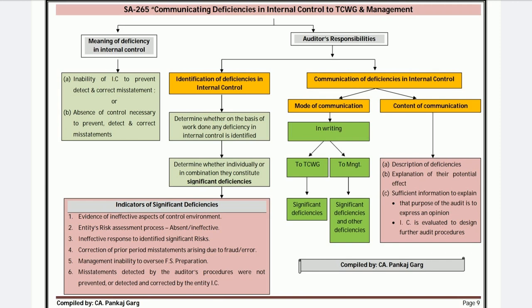Okay, so this was a very simple essay. 265, Communicating Deficiencies in Internal Control to TCWG and Management.